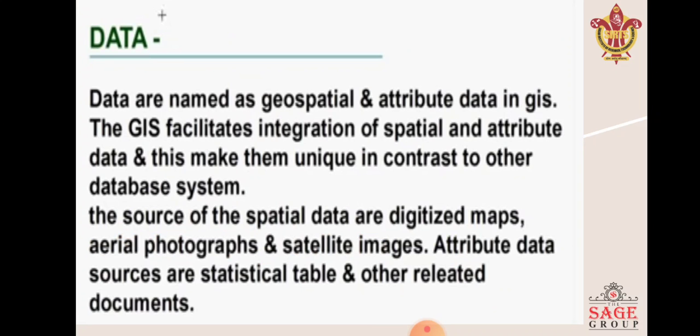Data are named as the geospatial and attribute data in GIS. The GIS facilitates the integration of the spatial and the attribute data, and this makes them unique in contrast to the other database systems. The sources of the spatial data are digitized maps, aerial photographs, and the satellite image. The attribute data sources are the statistical tables and other related documents.